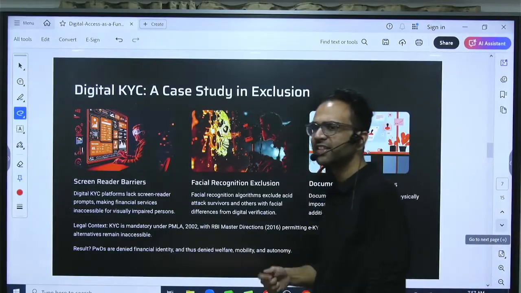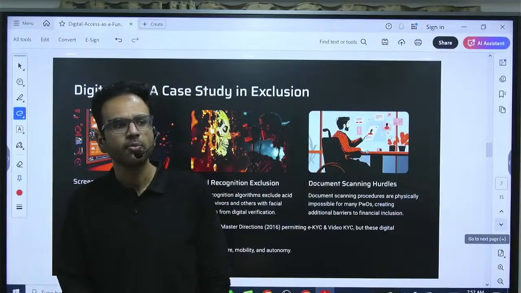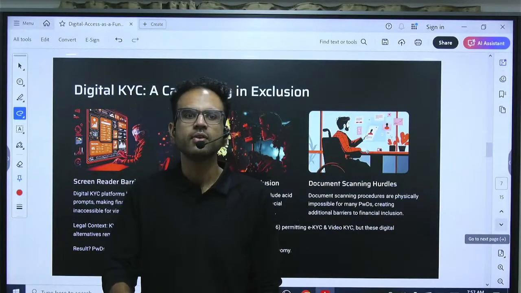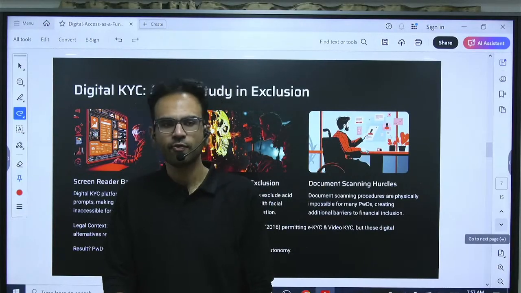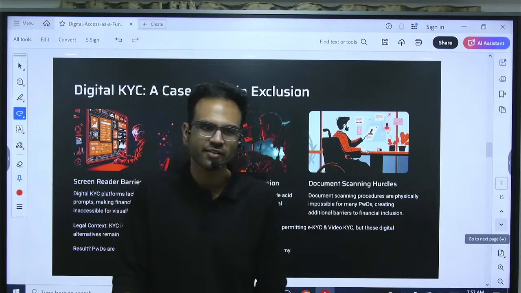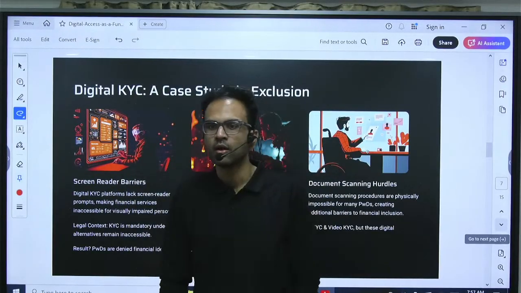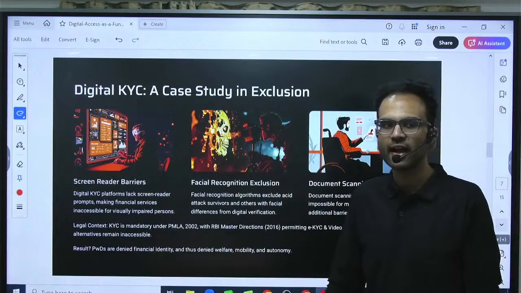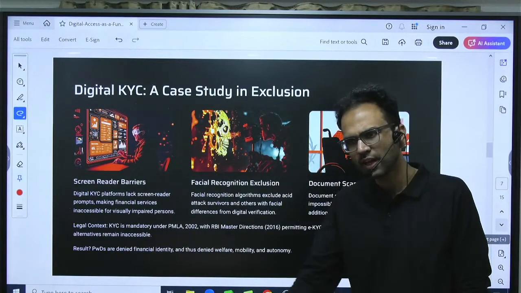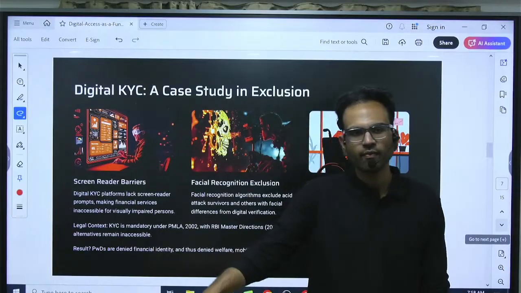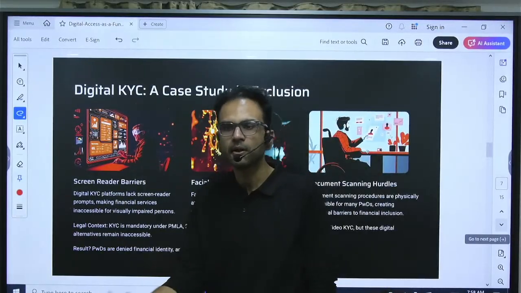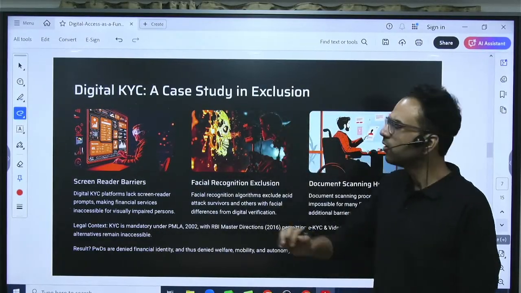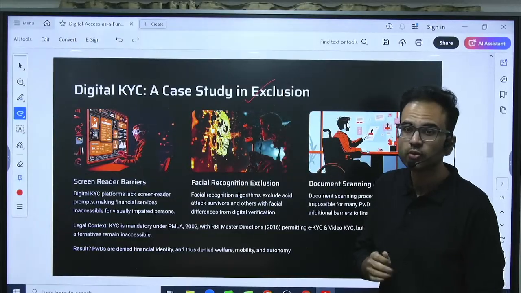Now, digital KYC. What do you mean by KYC? Know your customer. Why should the service providers know about you? Because if you use it for illegal activities like money laundering or anything, that can be a problem. If we want to track criminals, we have to know the existence of their identity. We have to know their identity, their existence, where do they stay, where do they operate, for what purpose are they using these bank accounts, etc. Everything should be known. So this is a case study in exclusion.